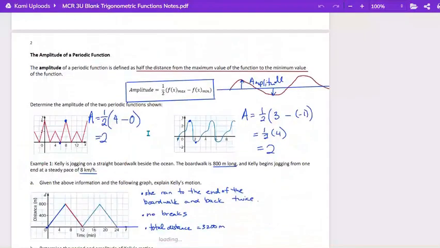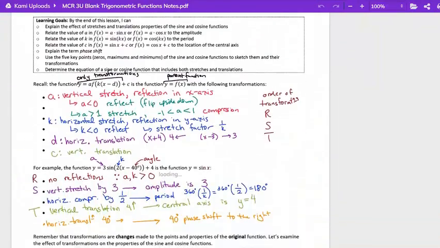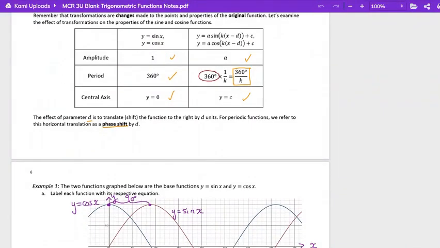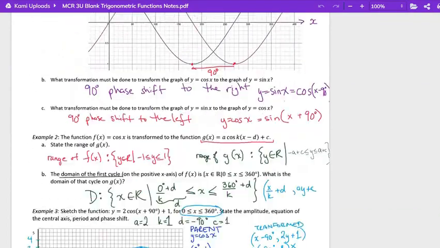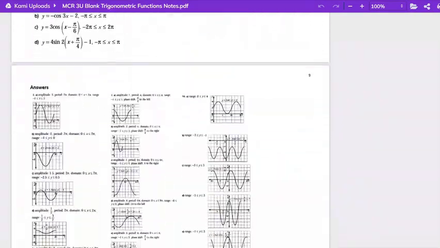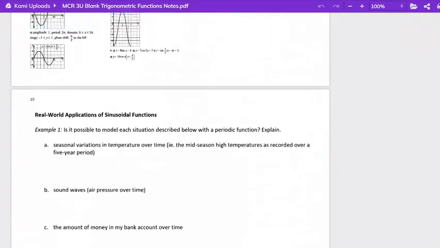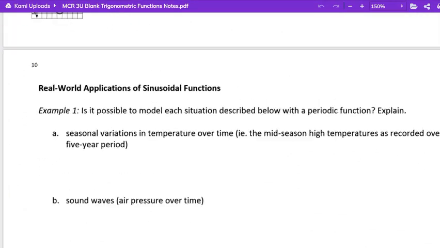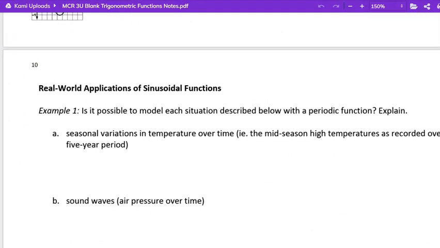So let's move to page 10. Let's talk about certain types of real-world applications that model periodic behavior. From physics, I know I keep bringing up physics, but physics does include a lot of functions, especially sine curves, right? Where do we see sine curves in physics?